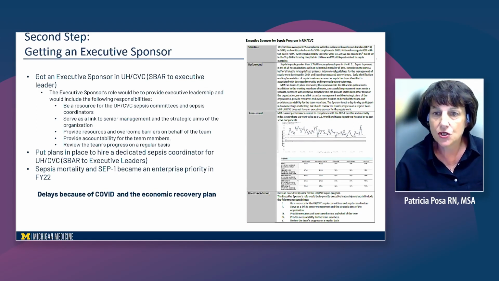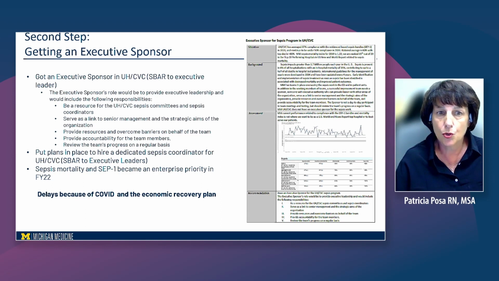And in the recommendation, it outlines the role of the executive sponsor. So be a resource to the sepsis committee and sepsis coordinators, serve as a link to senior management and the strategic aims of the organization, provide resources and overcome barriers on behalf of the team, and provide accountability for the teams and review the team's progress on a regular basis.